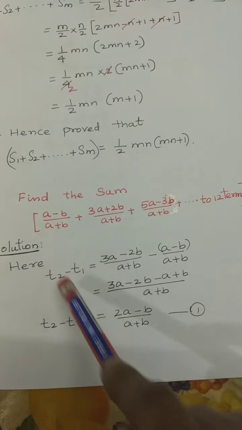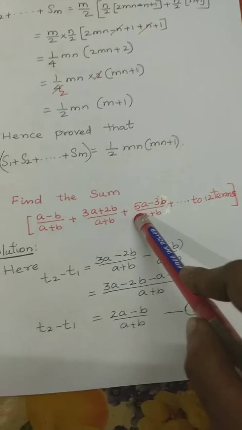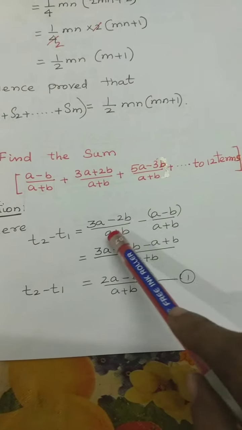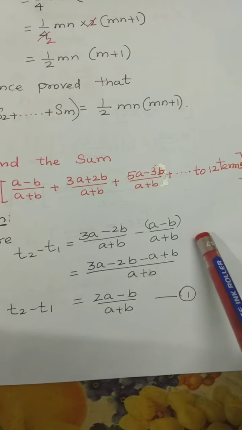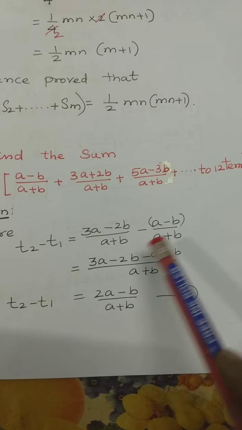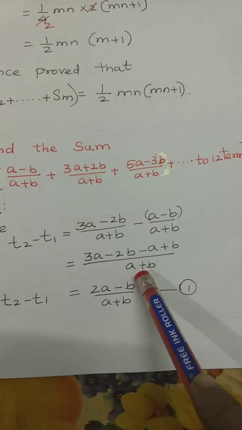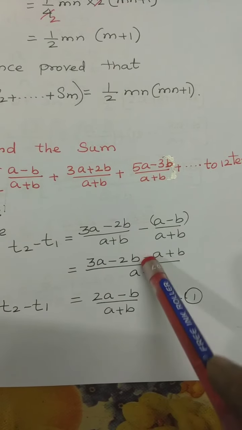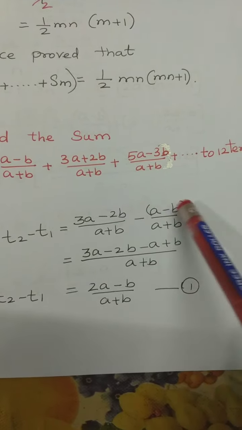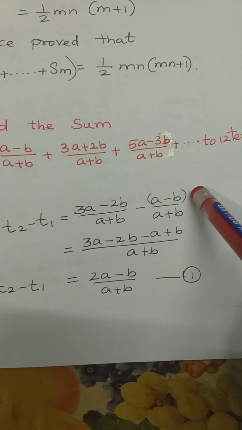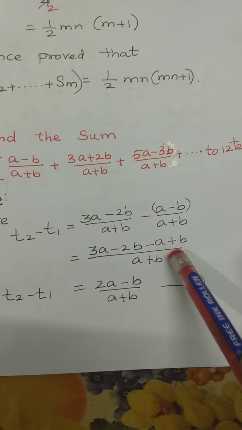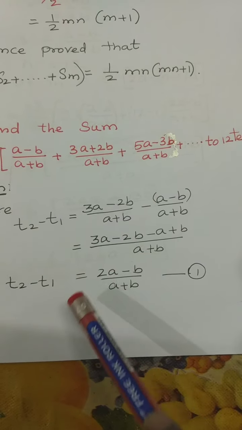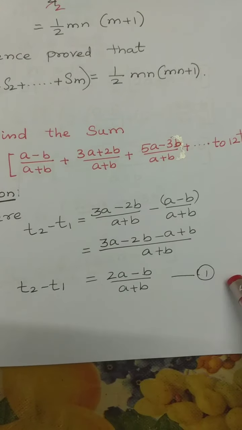Here T2 minus T1, check whether this is an AP. Then T2 minus T1, here this is T2, this is T1. So I am subtracting. T2 minus T1. Here the a plus b is the same for both denominators. So take one time, 3a minus 2b minus a, you have to multiply the minus inside the bracket. So minus into minus comes plus. Minus 2b plus b is minus b. 3a minus a, 2a by a plus b. T2 minus T1 we have found.